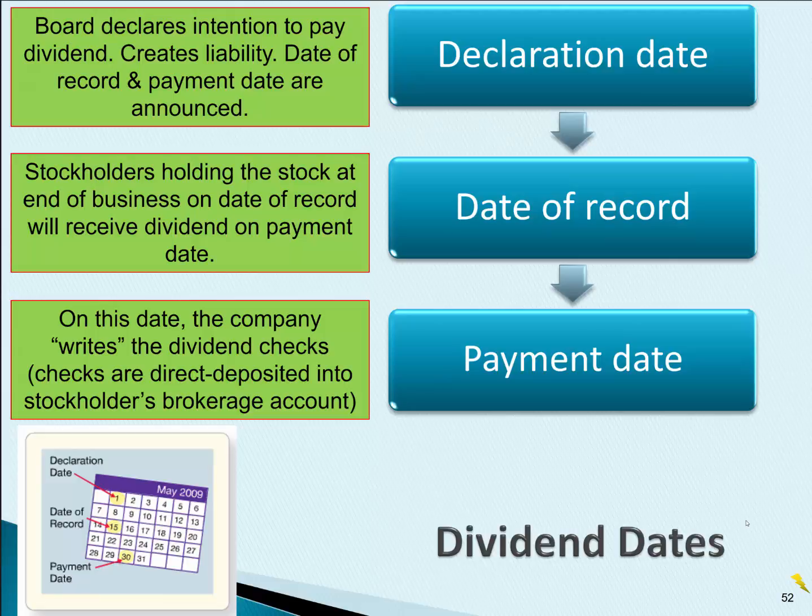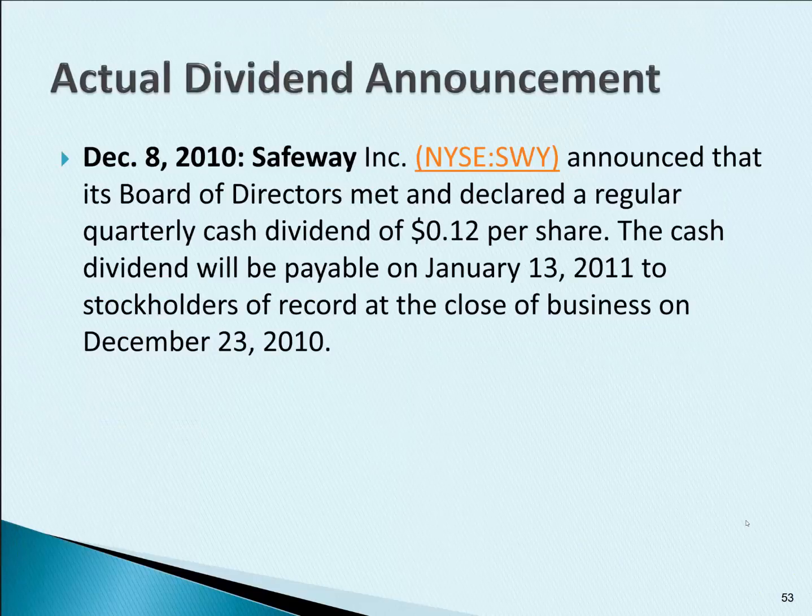So let's look at an actual dividend announcement. So Safeway Incorporated. By the way, the NYSE means New York Stock Exchange. The SWI is the ticker symbol of Safeway. So if you're looking for the stock quote for Safeway, you just type in SWI and it goes to Safeway. You don't have to spell out Safeway, etc. So on December 8th, Safeway announced that its board of directors met and they declared a regular quarterly cash dividend of 12 cents a share. The cash dividend will be payable on January 13th to stockholders of record at the close of business on December 23rd.